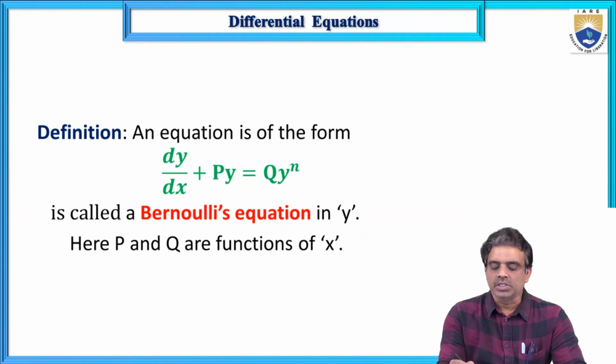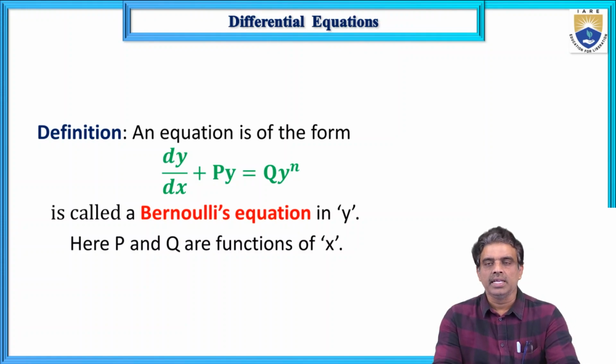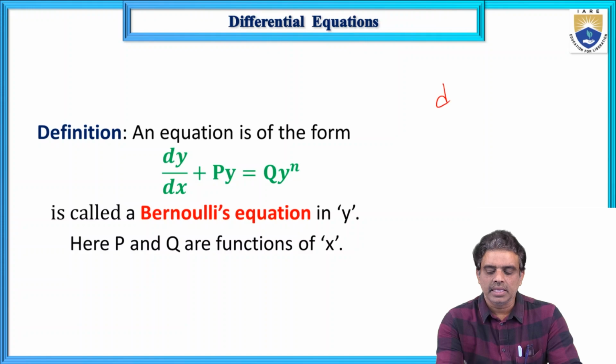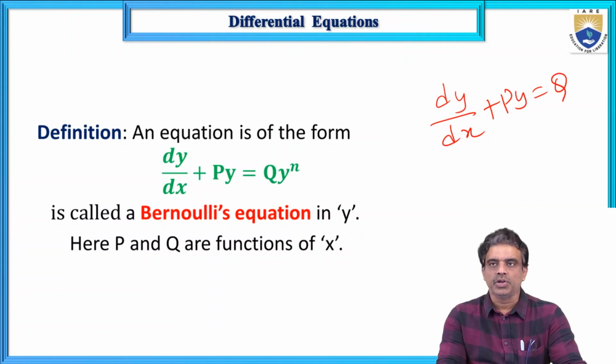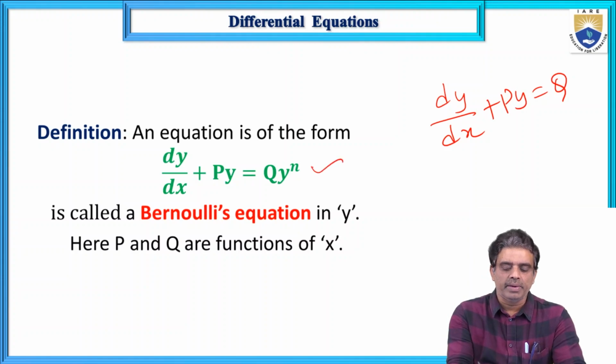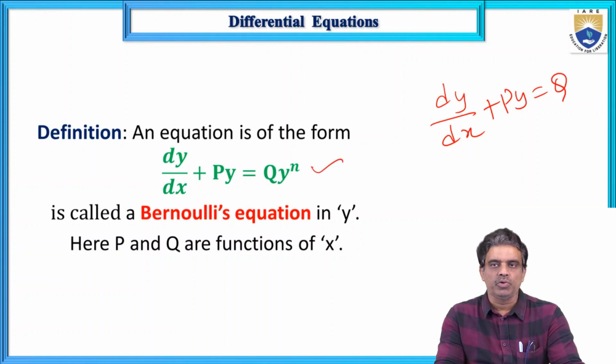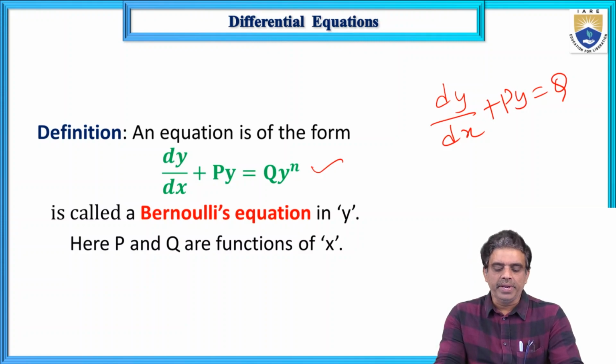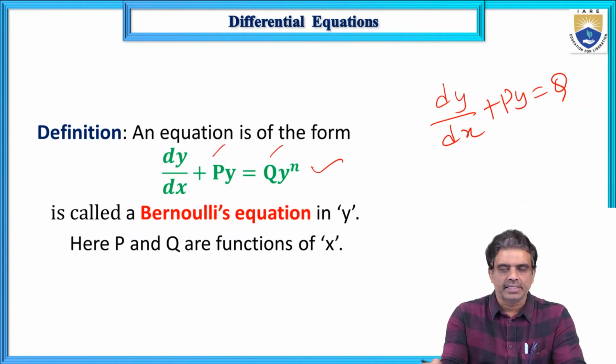In the last videos, we have seen the linear differential equation of first degree in y, that can be shown in the form dy by dx plus p into y is equal to q of x, where clearly p and q are functions of x. Here, the equation is of the form dy by dx plus py is equal to q into y power n. This equation is called Bernoulli's equation in y, where p and q are both functions of x.